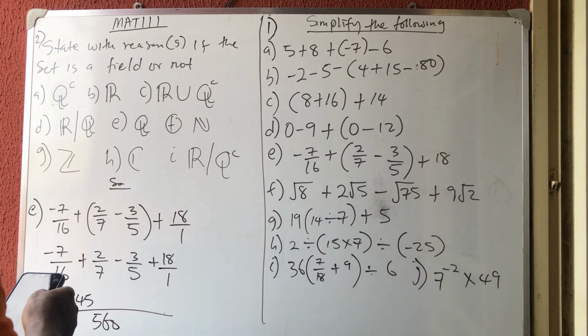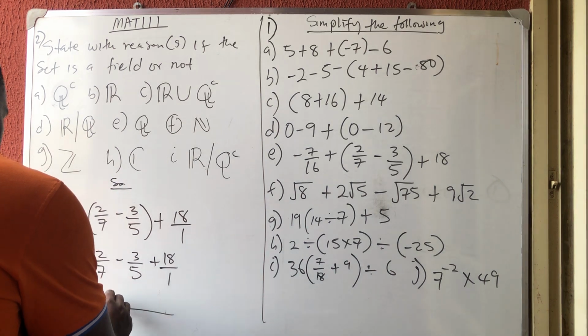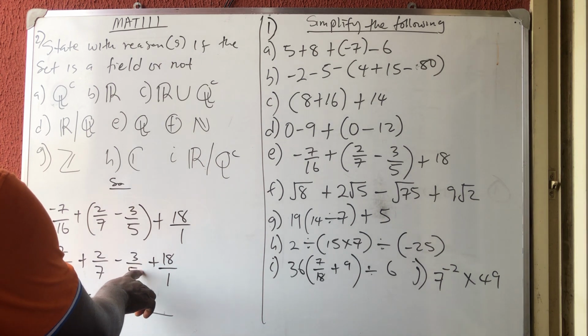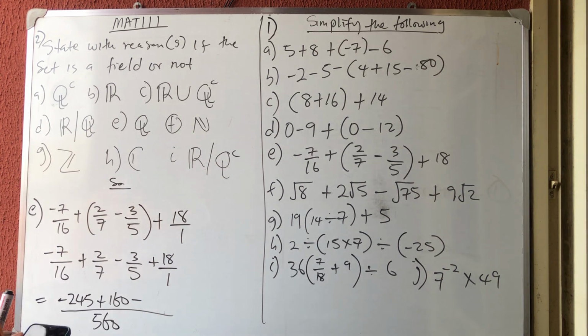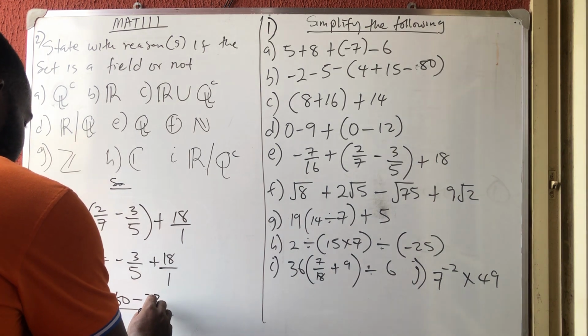560 divided by 7, then times 2. You have 160, plus 160, minus the next thing again, 560 divided by 5 times 3. So 560 divided by 5, then times 3. So I'm having 336.